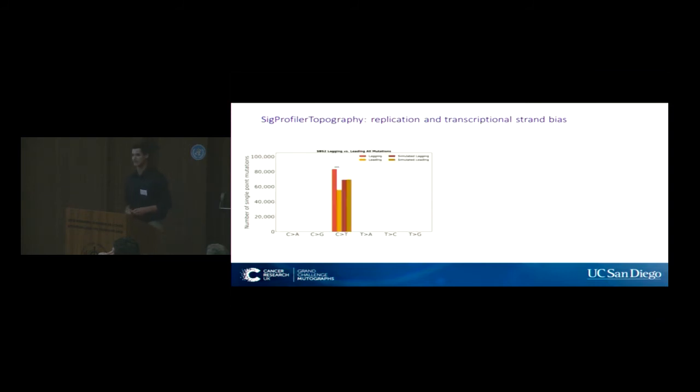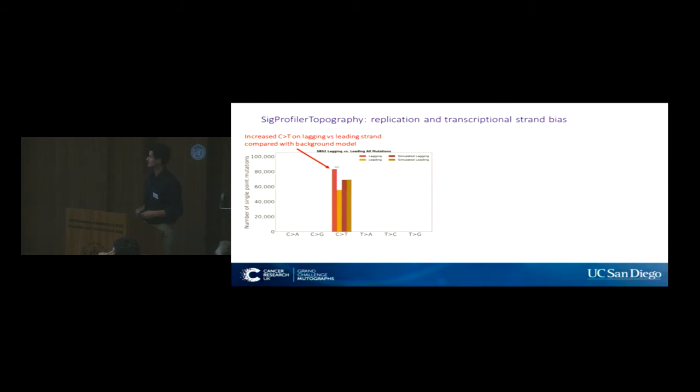Similarly, this tool also allows us to look at replication strand bias, so whether or not mutations are occurring on the leading or lagging strand. So here we've taken all of the mutations in a set of breast cancer data set attributed to signature 2, and you can automatically see that there's an increase in C to T mutations on the lagging strand when compared with the simulated data.